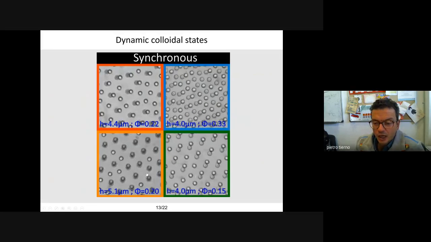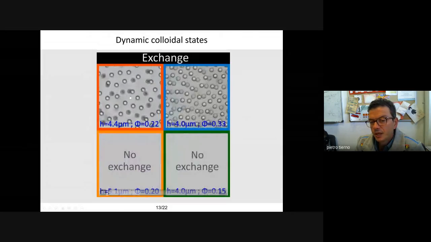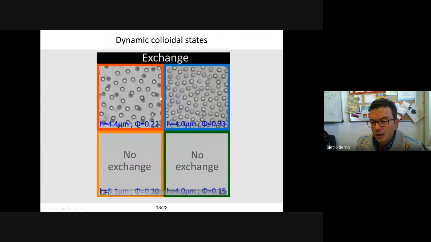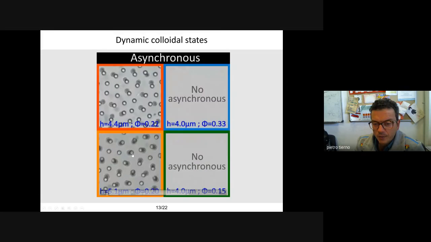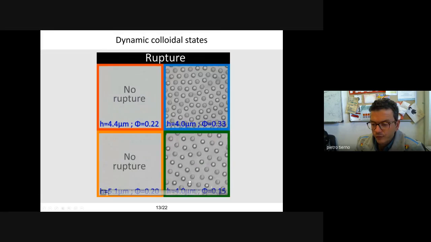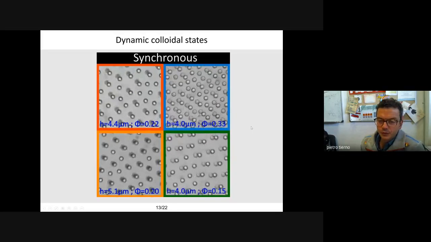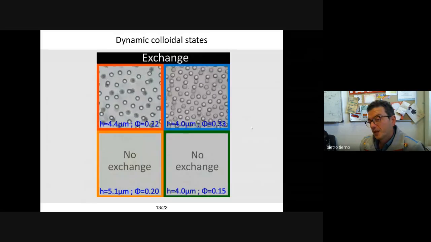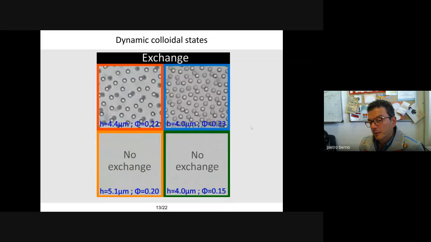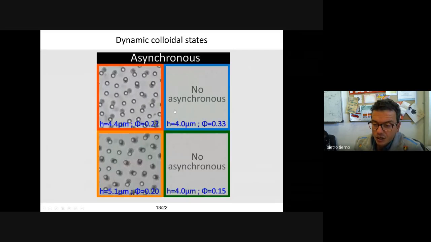For example, we start all with synchronous dynamics. In the red one, as you can see, it then becomes asynchronous. Here you have an exchange, so particles are exchanging. Here they are rotating slower, so there is no asynchronous, and here you have the phase separation. So this is a complex video that combines all four dynamic pathways of the system. A very interesting phase is the exchange one.